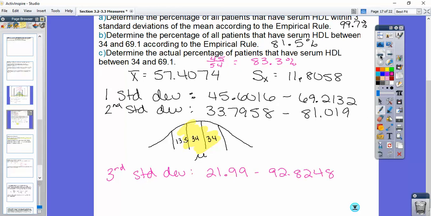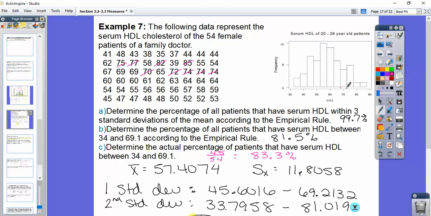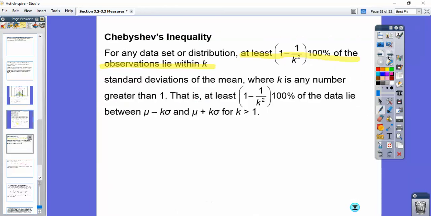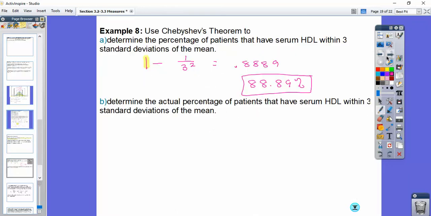If you look at our table, I want to mark off anything smaller than 21.9 or bigger than that. And we don't have any, do we? So what percent of my data fell within that window? 100%. Chebyshev's said at least 88.9% would, and we had all 100. So we got it. Any questions there?